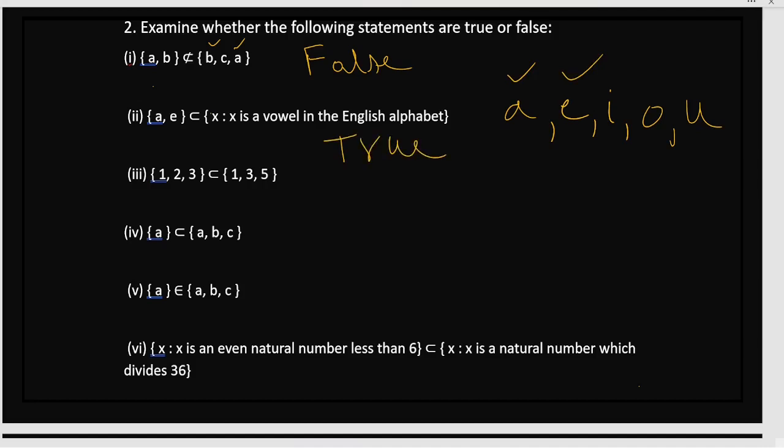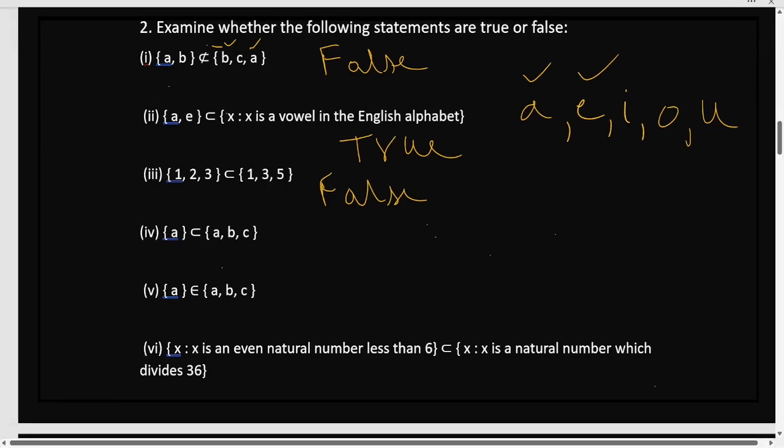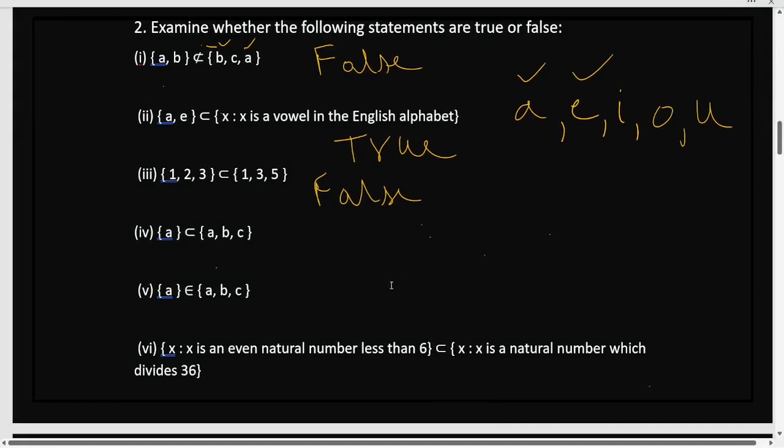Third one, {1, 2, 3} is a subset of {1, 3, 5}. In {1, 2, 3}, 2 is not present in the second set. This is false. So the fourth one, set {a} is a subset of {a, b, c}. Yes, definitely this set is a subset of {a, b, c}. This is true.